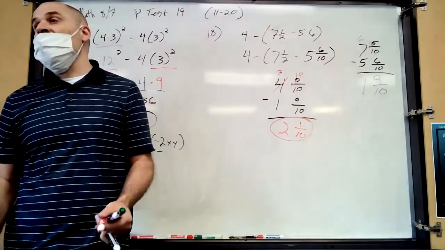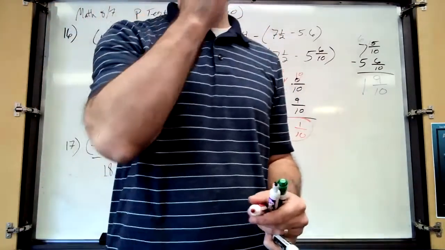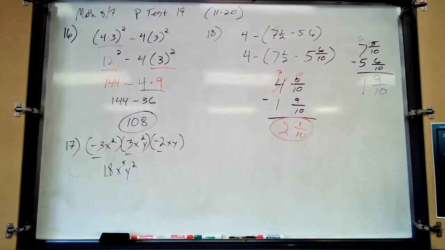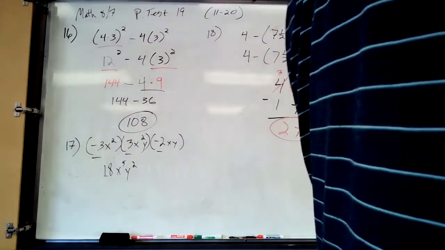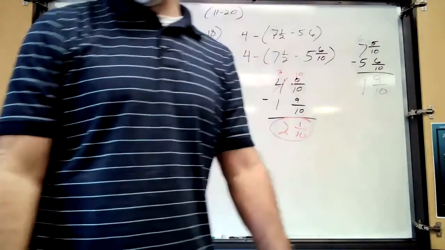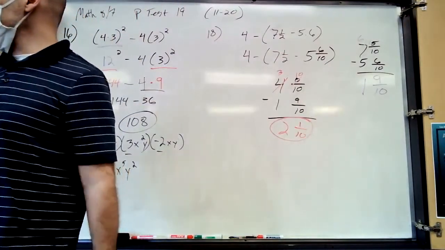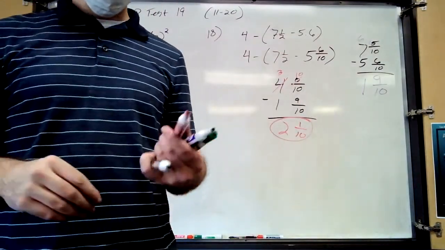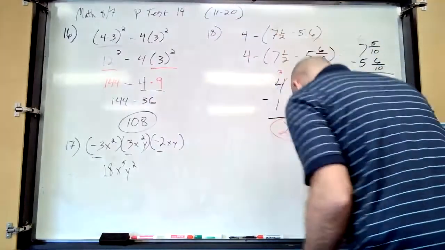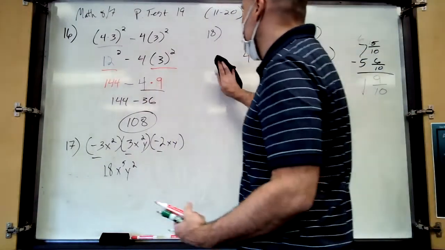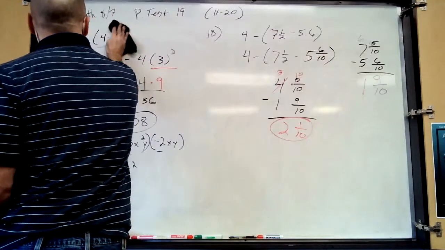Now, you could have avoided all this borrowing confusion by just changing them to improper fractions. There's nothing wrong with that. You'll have a little bit bigger numbers, but you would have ended up with 21/10, which is totally fine. And you can leave your answer like that if you want. It just says a fraction answer. It doesn't say mixed number or improper fraction. So just write the fraction how you want. 2 more problems.